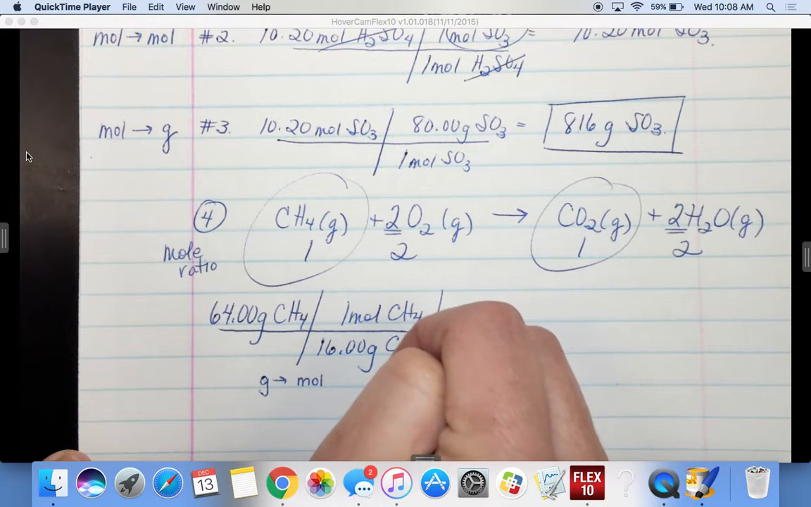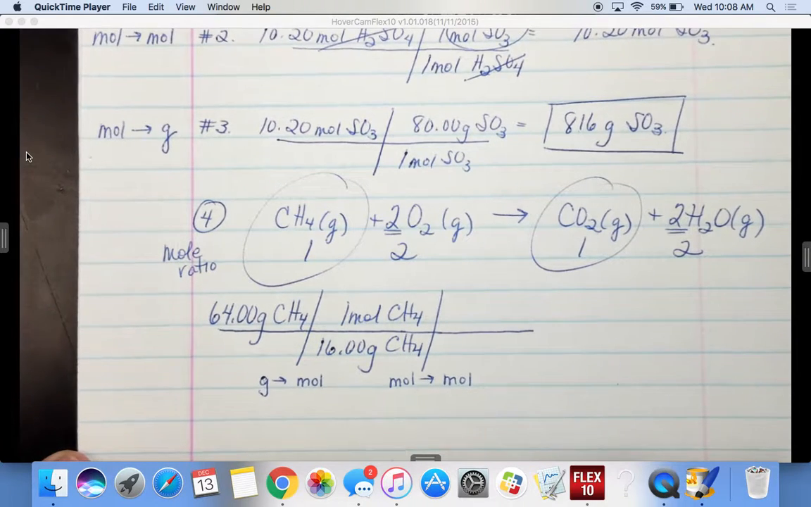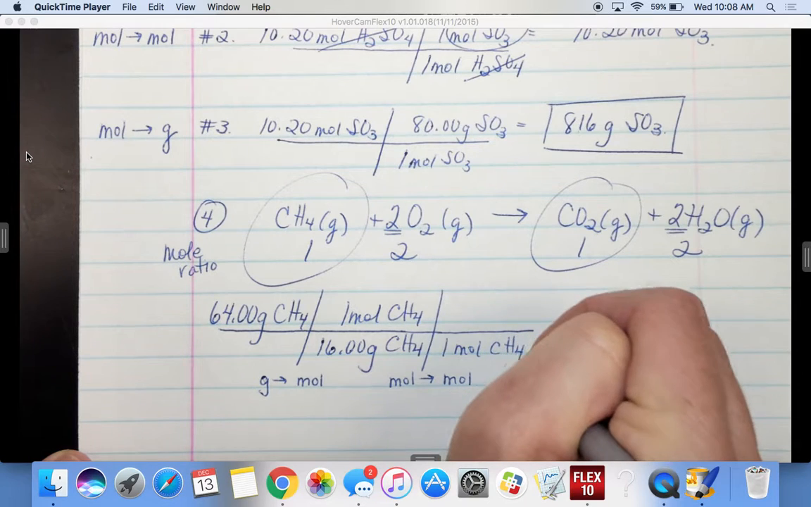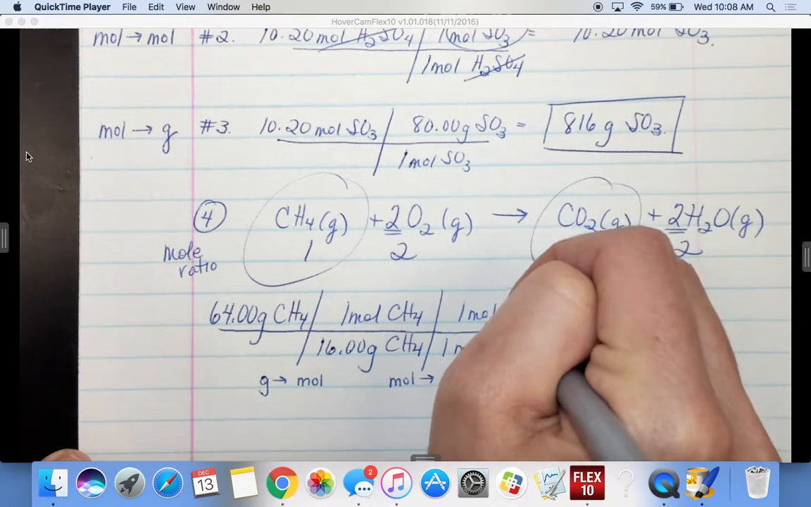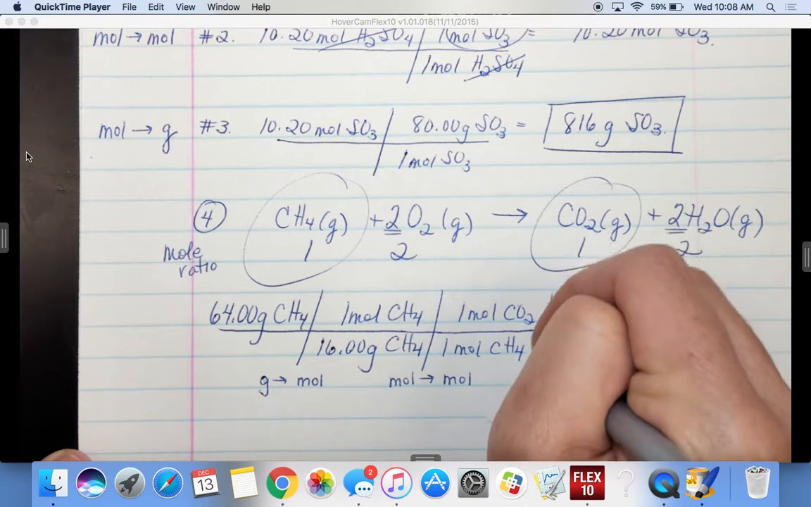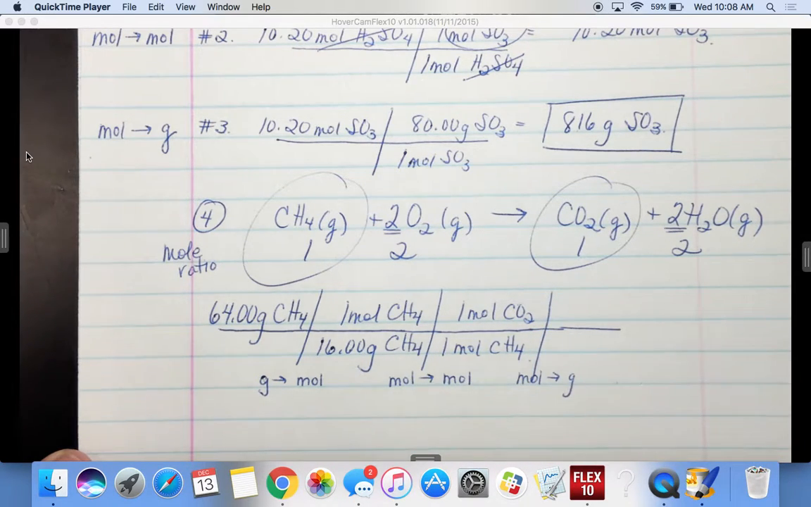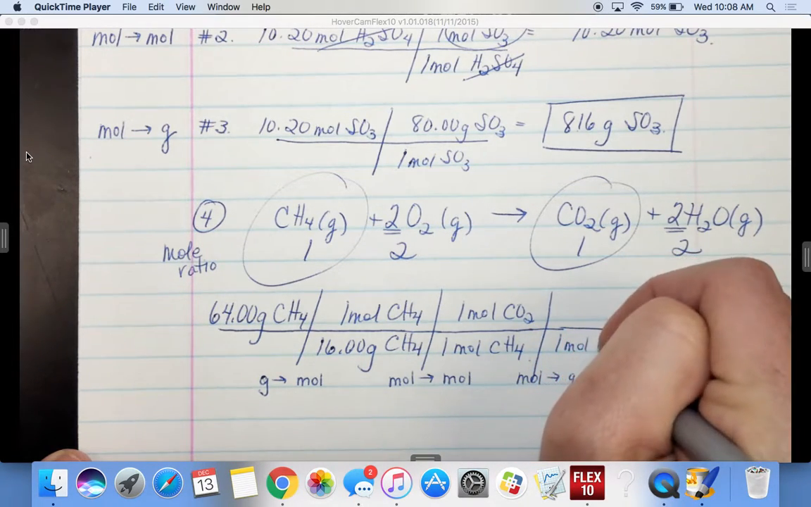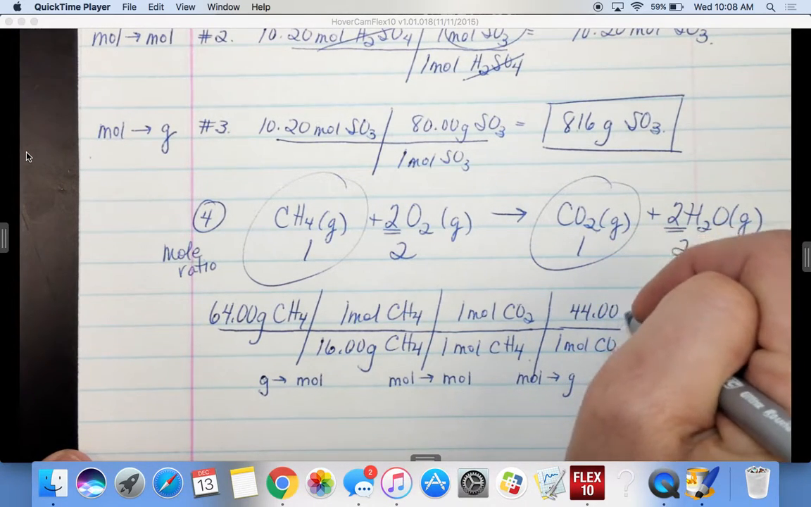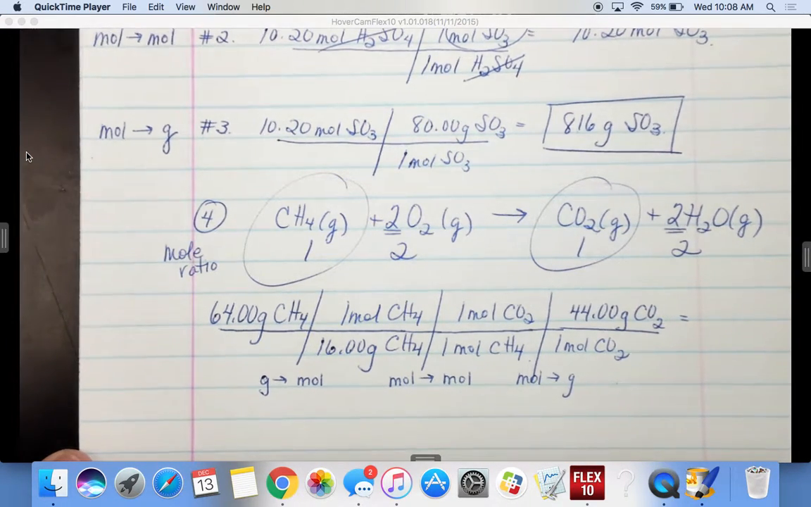Now we need to take the moles of the CH4 and we need to go to moles of the CO2. And we can see from our balanced equation, for every 1 mole of CH4, we're making 1 mole of CO2. So that's what we're doing next. And then our last step is, again, to take the moles and convert that to grams. So I'm going to use my periodic table. I'm going to use my molar mass sheet to see that there's 44 grams of carbon dioxide per mole.